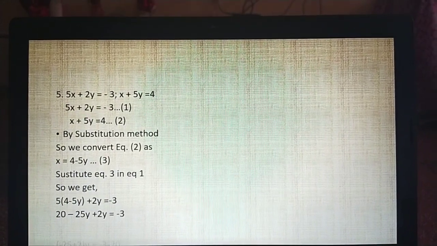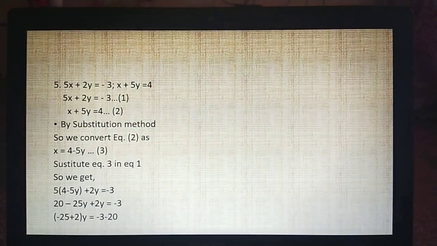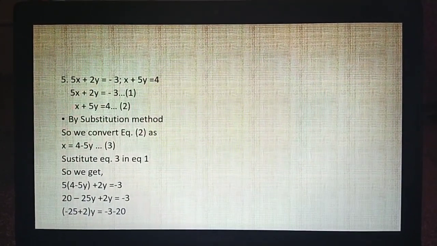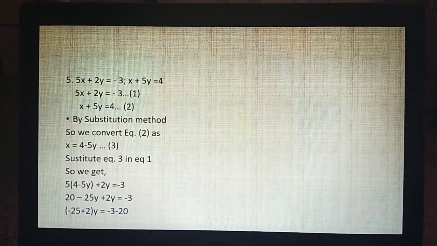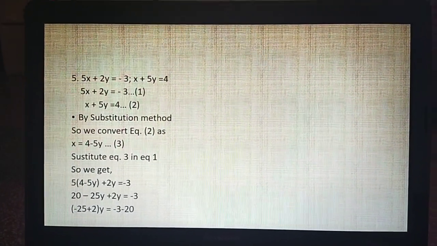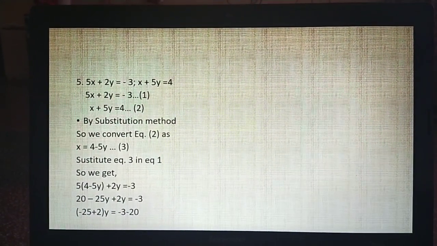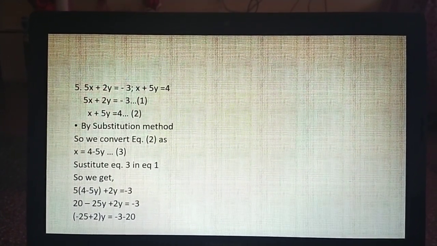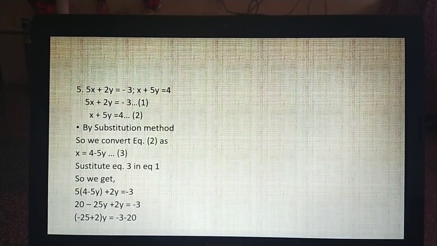Now when we write next, what do we have to do? We have to get the like terms together. Now we keep y on the left hand side. So minus 25y plus 2y will give us minus 3 minus 20. So same signs will add and give the same sign. You remember the rule which I have taught you all in 9th standard. Do you all remember? Okay. So just recall it. So minus and minus in the addition property, we add the numbers and give the same sign.